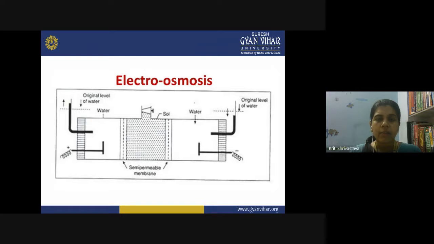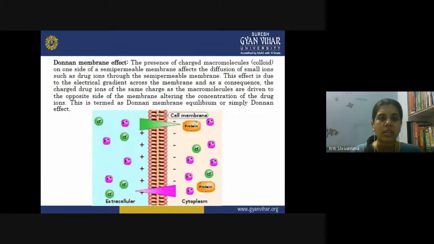So when you have applied the electric field, the water molecules will start moving. So this is the process of electroosmosis, and it has found so many applications in different industries. Now moving towards the next phenomenon, this is the Donnan membrane effect. What is Donnan membrane effect?